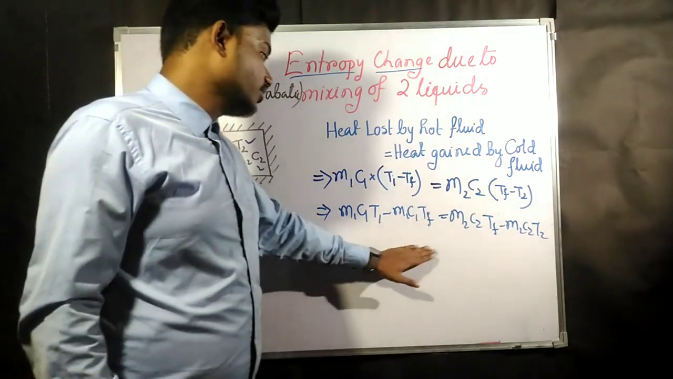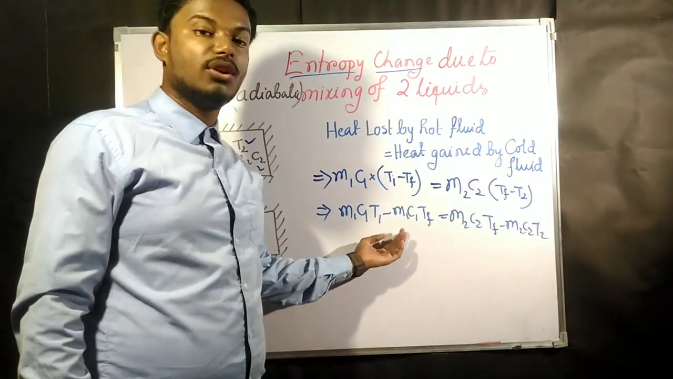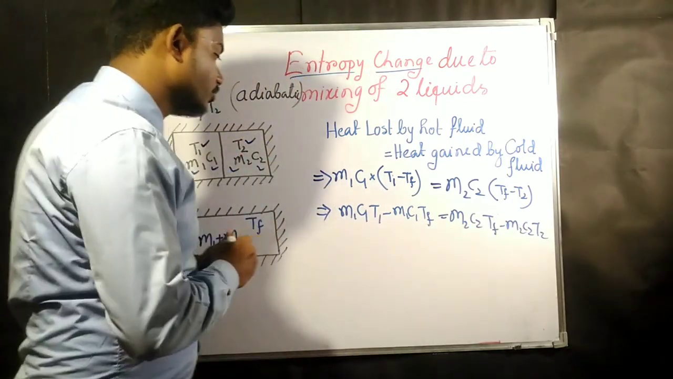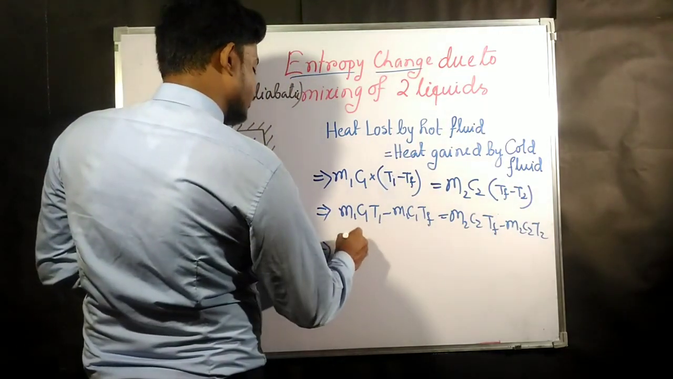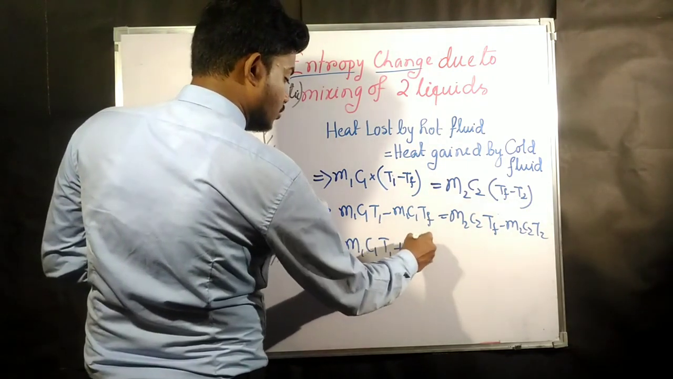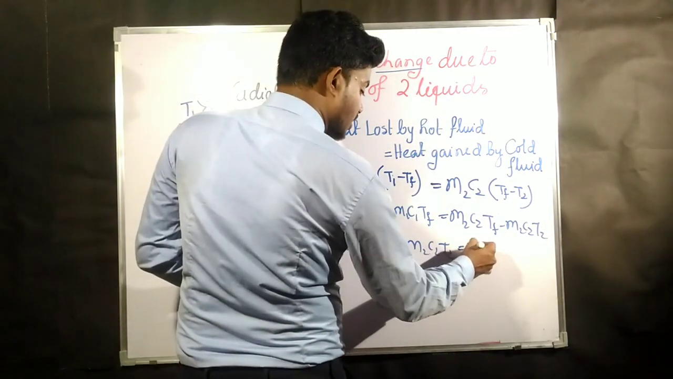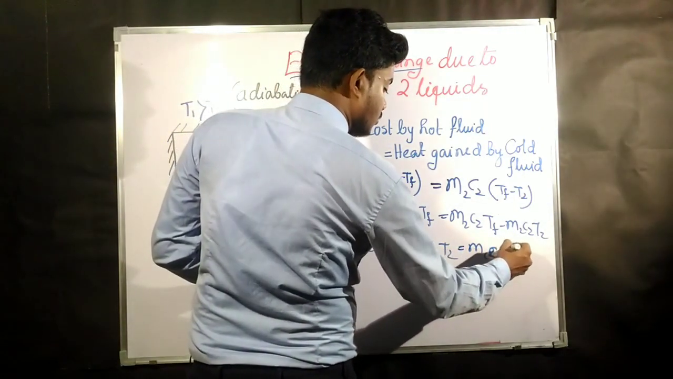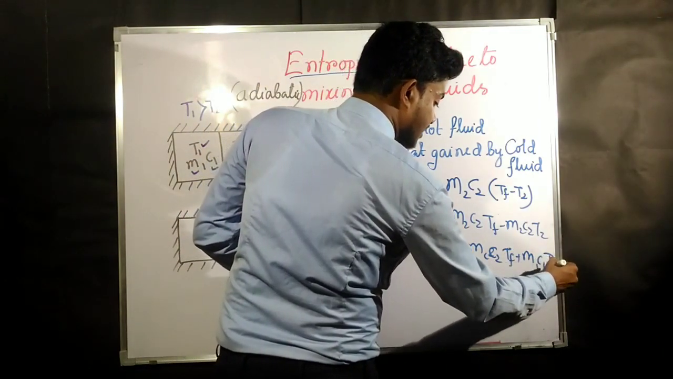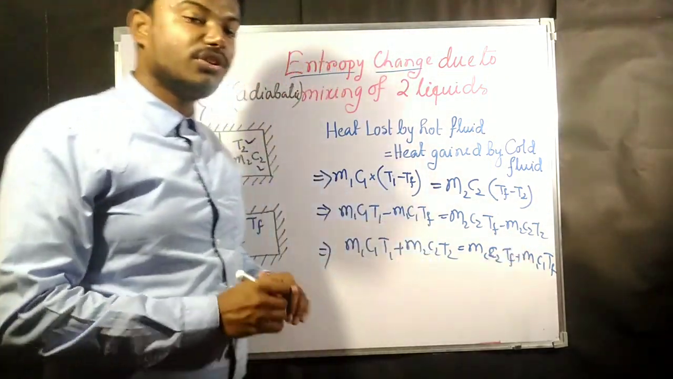Okay, so this is going to be there. Now if you take M2 C2 T2, this side it is going to be positive, and if you take M1 C1 TF that side, then that is going to be positive. So the final thing would be M1 C1 T1 plus M2 C2 T2, which is equal to M2 C2 TF plus M1 C1 TF. From here you can easily find the final temperature.